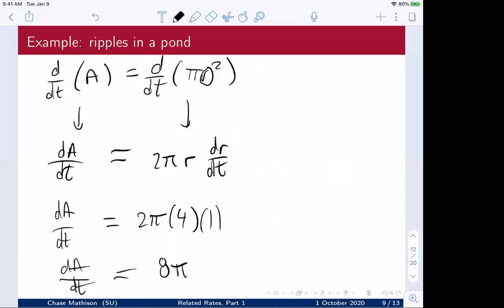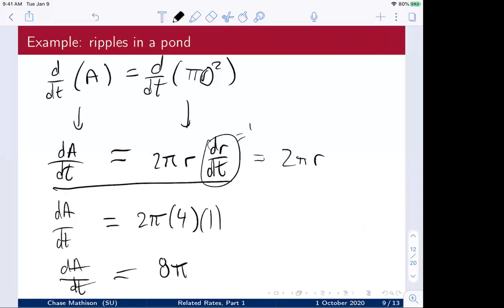So, looking back up here, if I hadn't given you an r value, if you only knew dr/dt was 1, this still tells you useful information. If you know that the radius is increasing at a rate of 1, then the area is increasing at a rate of 2 pi r.